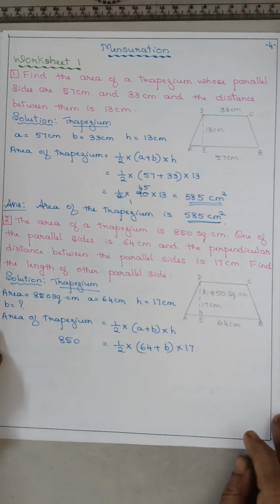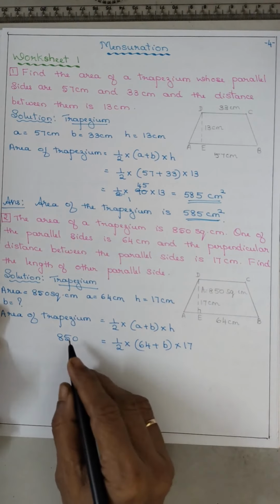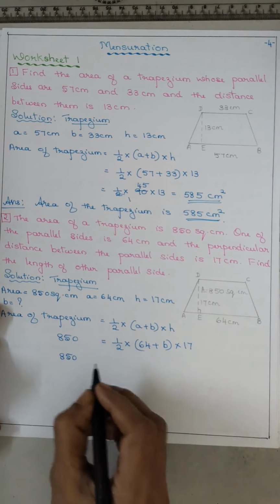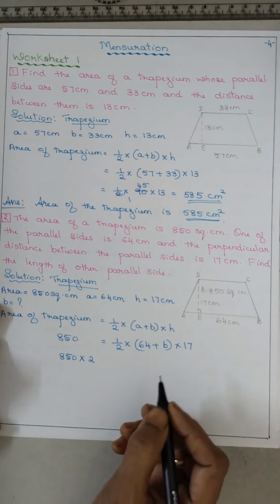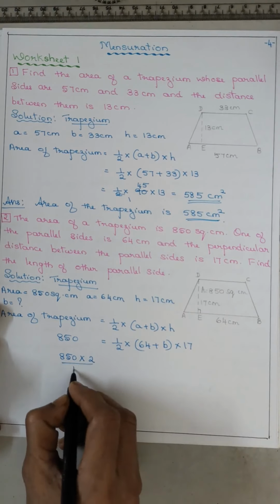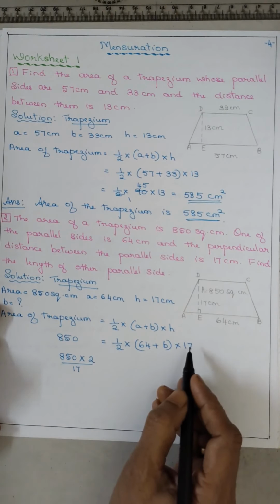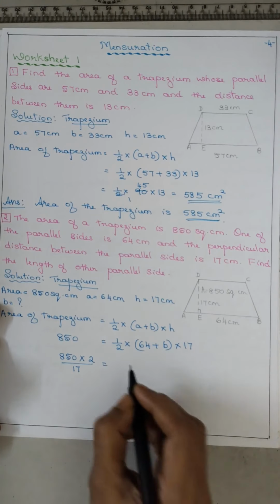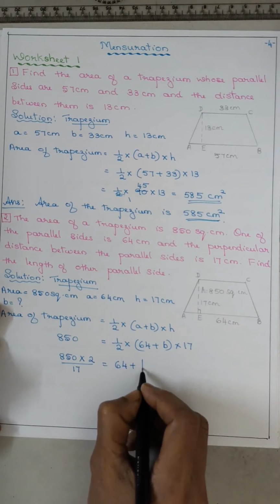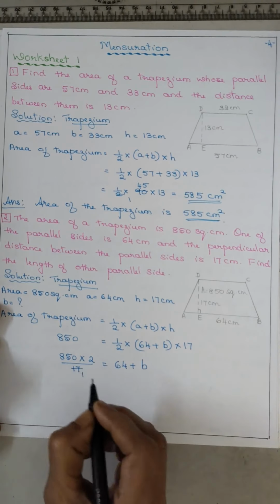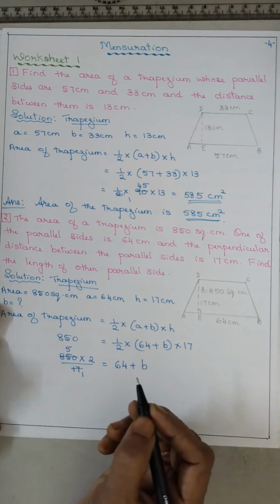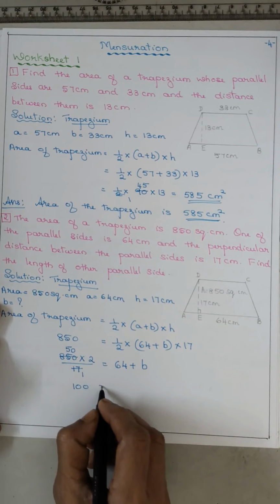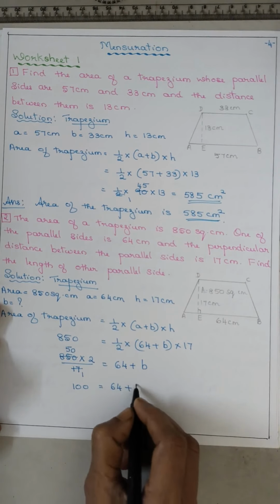So 2 and 17 you can't cancel. So take this to the other side. So 850, 2 will be in the numerator, 17 goes to the denominator, isn't it? This side it is in the numerator, it goes to the denominator. Now what is remaining? 64 plus B. 17 times 50 is 850. So 50 times 2 is 100, equal to 64 plus B.